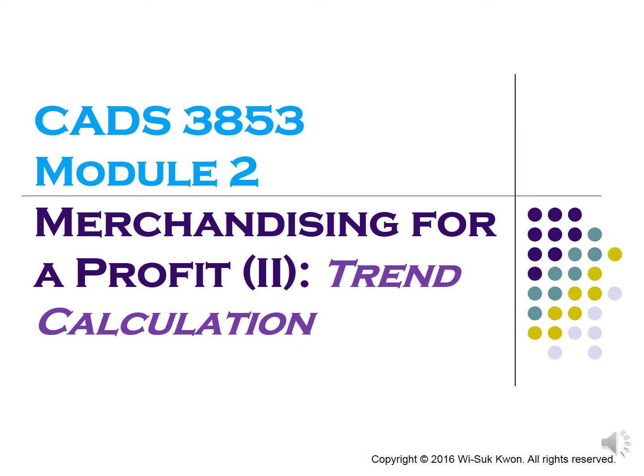This module will continue the topic of merchandising for profit, which we started in the previous module. In this module, we specifically focus on trend calculations given the 5 components of a P&L skeleton that we learned from the previous module.